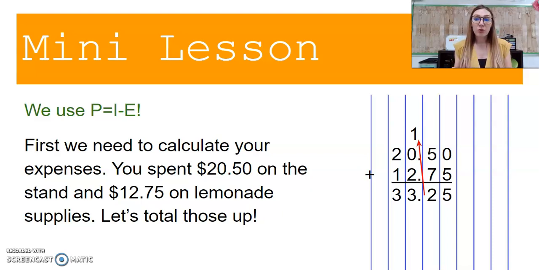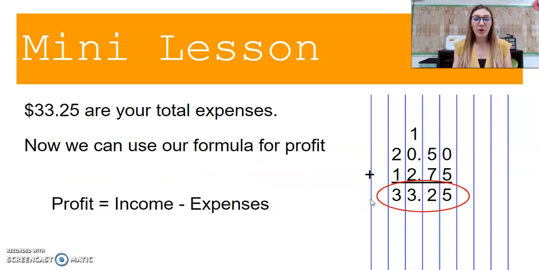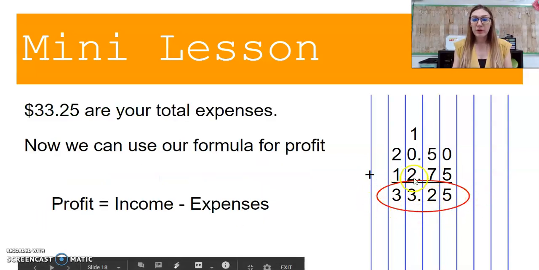So we need to total up these expenses and get a total number for your expenses before we can subtract it from the income that you made. So $20.50 plus $12.75, we're going to make sure to line up our place values. Notice my hundredths are lined up, my tenths are lined up, my ones and my tens are all lined up, and my decimals are lined up. So when I add those up, we get a total of $33.25.